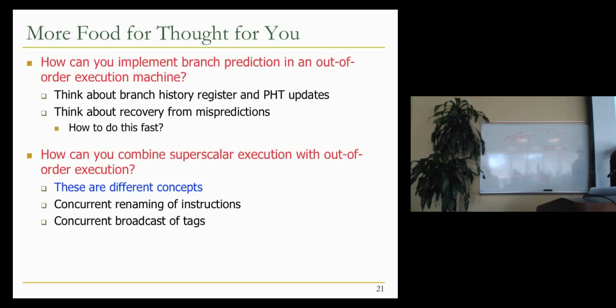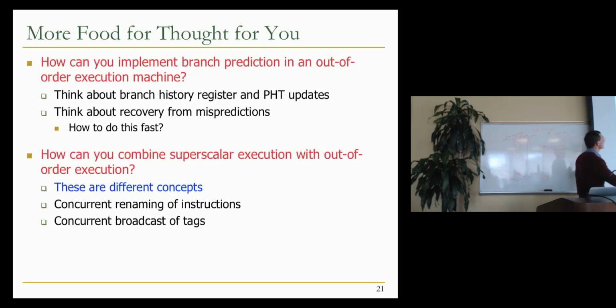In fact, Intel Pentium was superscalar. It had a 2-wide pipeline. Alpha 21164 was superscalar in order. And later 21264 was superscalar out of order. So these are different concepts. But superscalar execution and out of order execution interact.